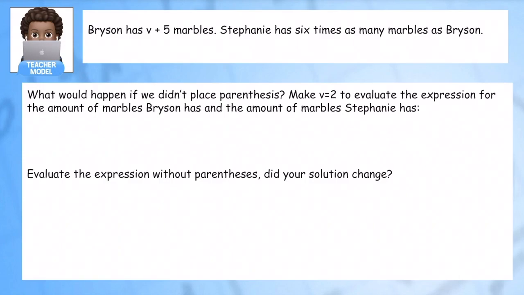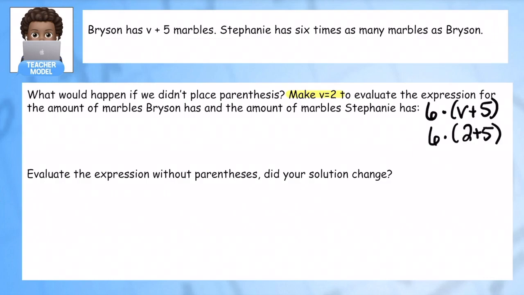Okay, we're going to try something now. Now we're going to see how much that parentheses really mattered by testing this out. We're going to pretend what if V was equal to 2. We're going to substitute and evaluate this expression. It means we're just going to put in a 2 every time we see a V and just simplify the problem. So let's actually try with the parentheses. So 6 times V plus 5. And I'm going to make that V into a 2. So 6 times 2 plus 5.